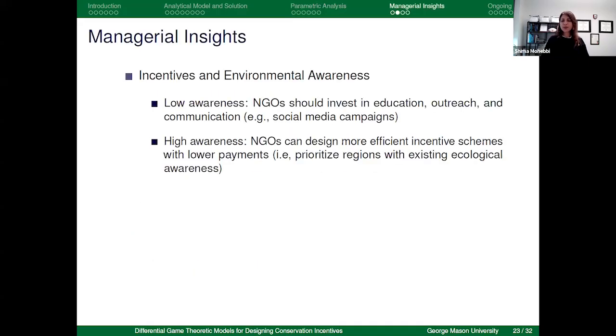Now, I would like to present key managerial insights from our model and sensitivity analysis, offering practical guidance for NGOs, and then open the floor for questions.